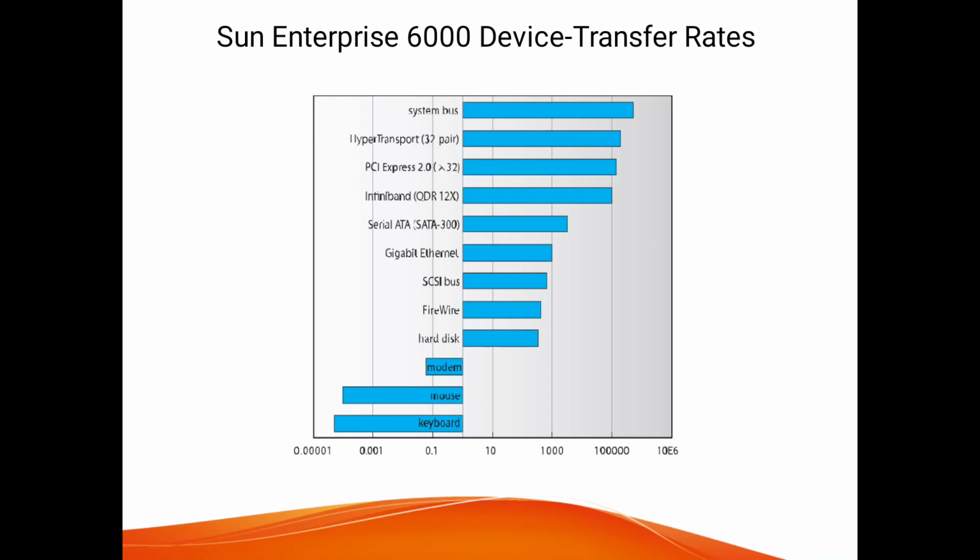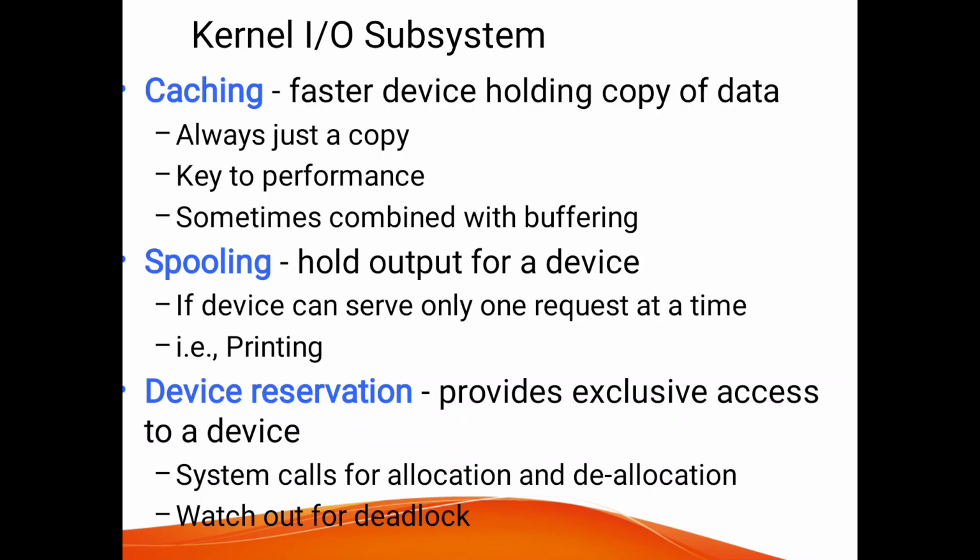So in that way the device transfer rates are increased. The kernel I/O subsystem also supports the main concepts of caching, spooling and device reservations. Caching is used for fast access: a copy of the data is kept in cache memory. Spooling holds the output of a device, if the device can serve only one request at a time. Device reservation provides exclusive access to a device.